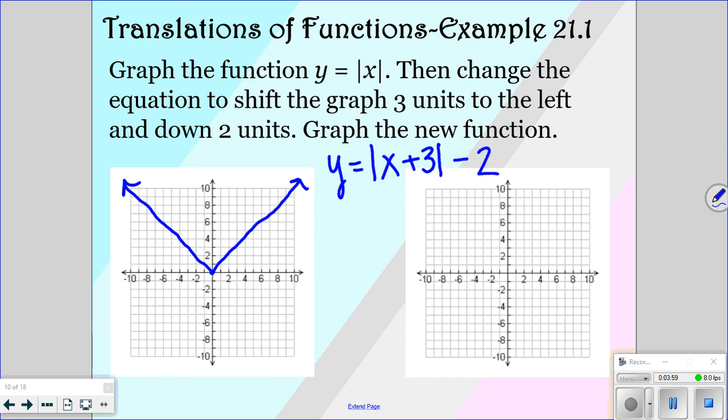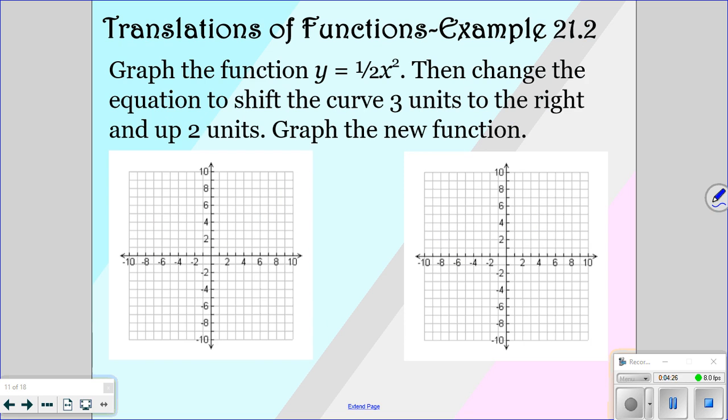And then you graph the new function. Instead of starting at the origin, you're going to go 3 to the left and down by 2. And then you're going to graph it from there. And it's just going to make a little V. And so there would be your graph of your new function. So that's how you can do a translation of a function.